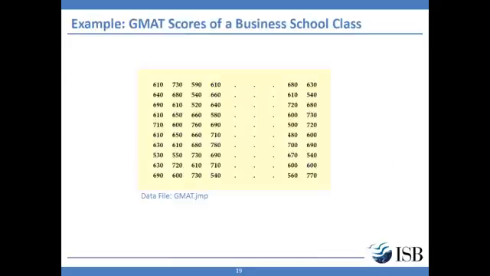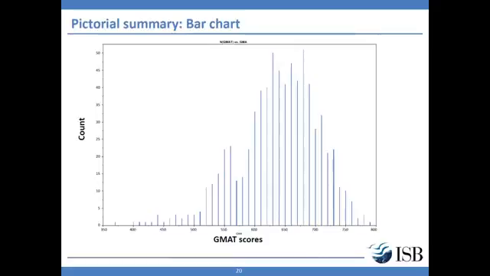For the purpose of illustrating all the pictorial representations, we are going to use this data I have. The dataset consists of GMAT scores of all the students in an MBA class of a business school. Here is a bar chart, same as the one we saw in the TV sets example. Against each observed value of the GMAT score, we are plotting the frequency with which that particular score is observed. It is very easy to draw this using any standard software such as Excel or JMP. JMP is the software which you will be using during your course on statistical analysis.